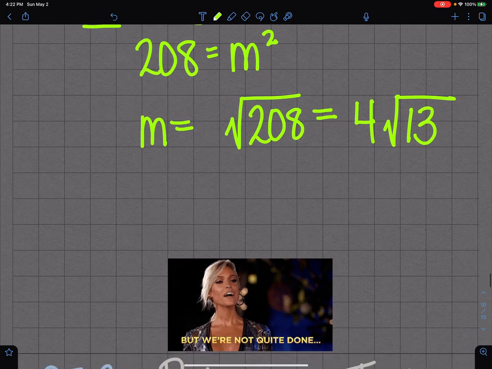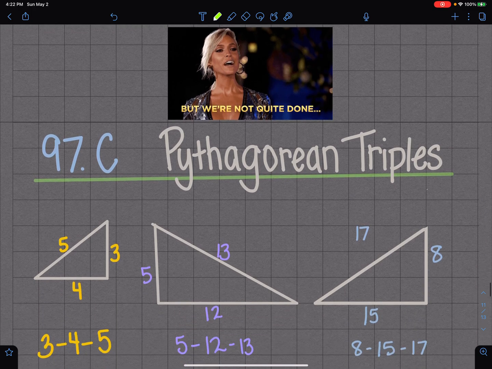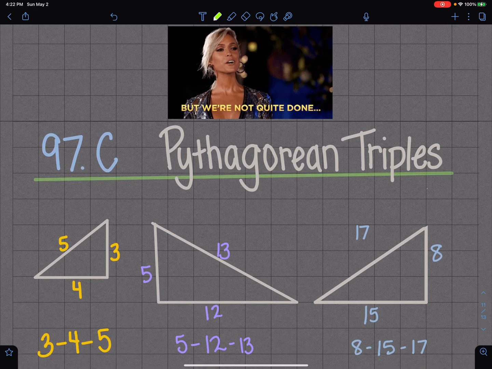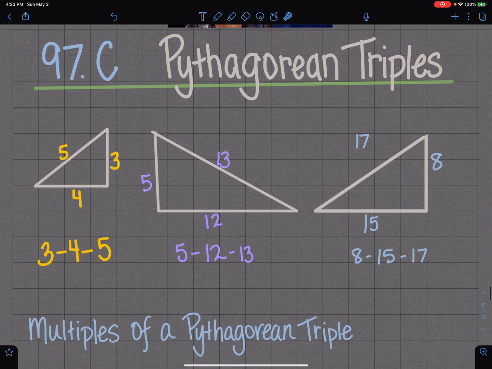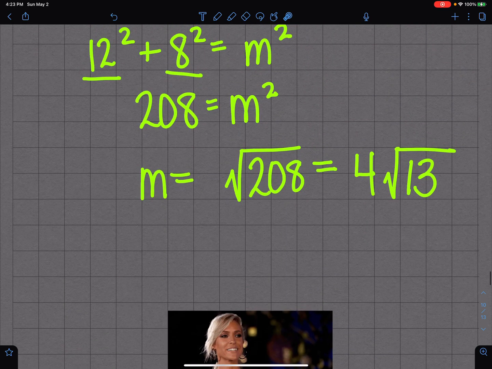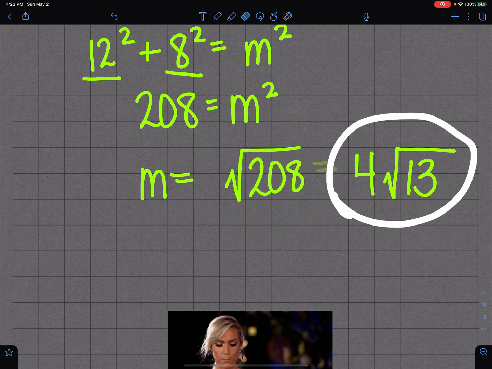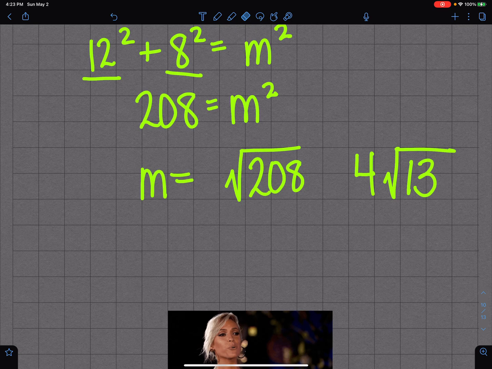Okay, let's move on. I know you thought we were done with the lesson, but we are not quite done. I'm going to get back to you on how to simplify this, because I'm not sure I remember how, but that simplifies to 4 square root 13. I will get back to you on this.